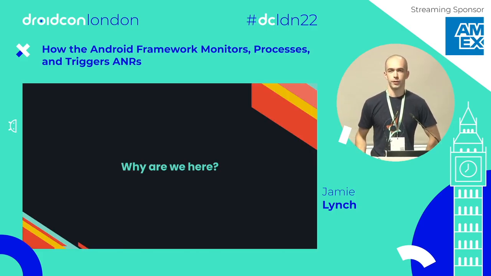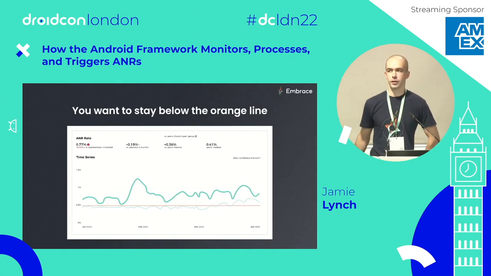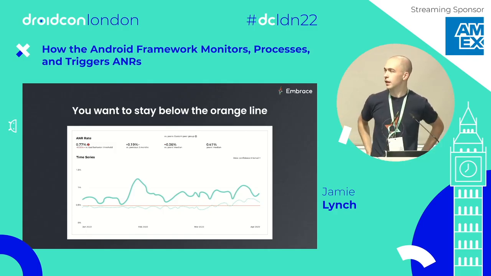So first off, I just wanted to set the scene and recap on why we actually care about ANRs. This is the Google Play console bad behavior metric. Basically, you need to stay below this orange line, which is 0.47% of sessions having an ANR. And that can be really hard to do.